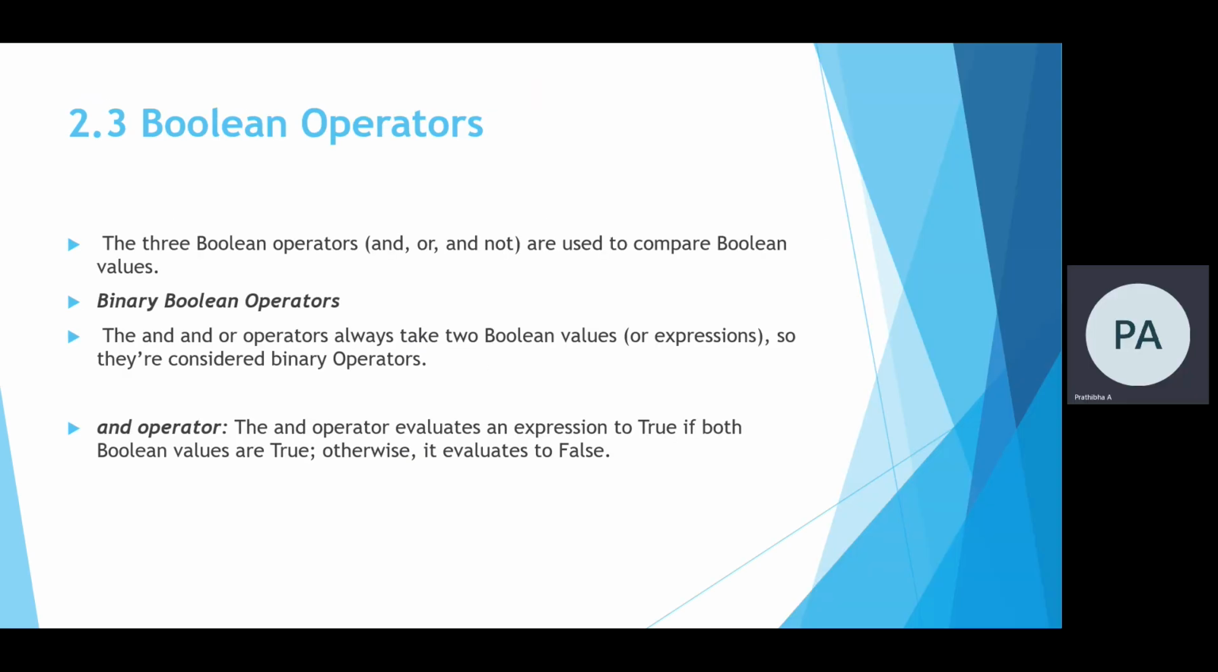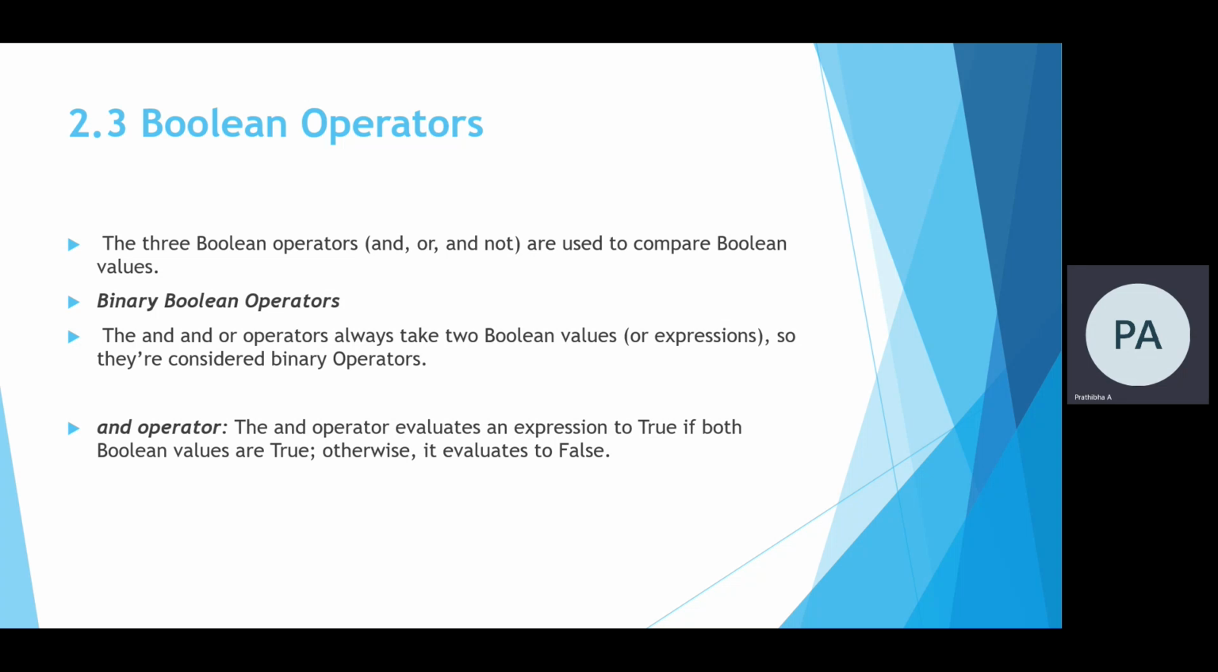Operators which are there in Python. The three Boolean operators and, or, not are used to compare Boolean values. We have Boolean operators as binary operators. The and and or operators always take two Boolean values, that means two expressions, so they are considered binary operators.